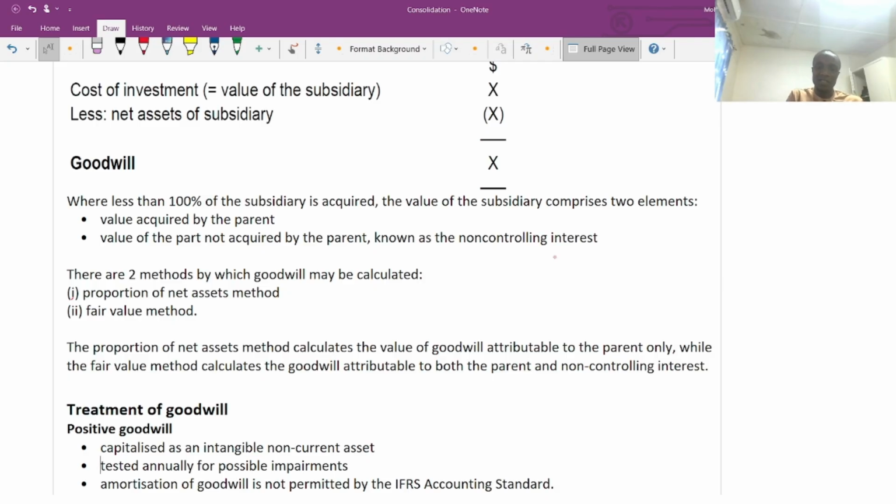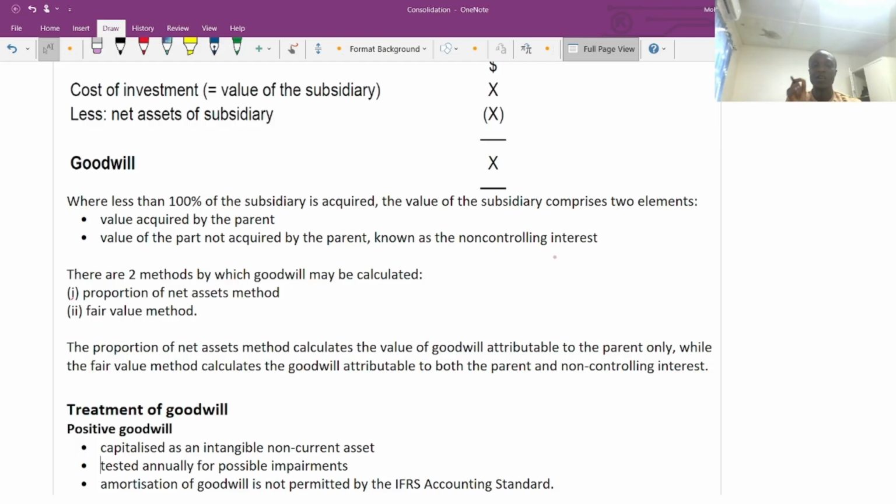If the company acquired 70% of the subsidiary, it means when we are going to calculate our goodwill, we need to calculate the cost of investment of the 70% and the investment remaining of the 30%, which is not owned by the parent, but by the NCI, the non-controlling interest. Then also we are going to compare it with the net asset of the subsidiary. However, there are two methods by which the goodwill will be calculated. We have the fair value model and we have the proportionate model.